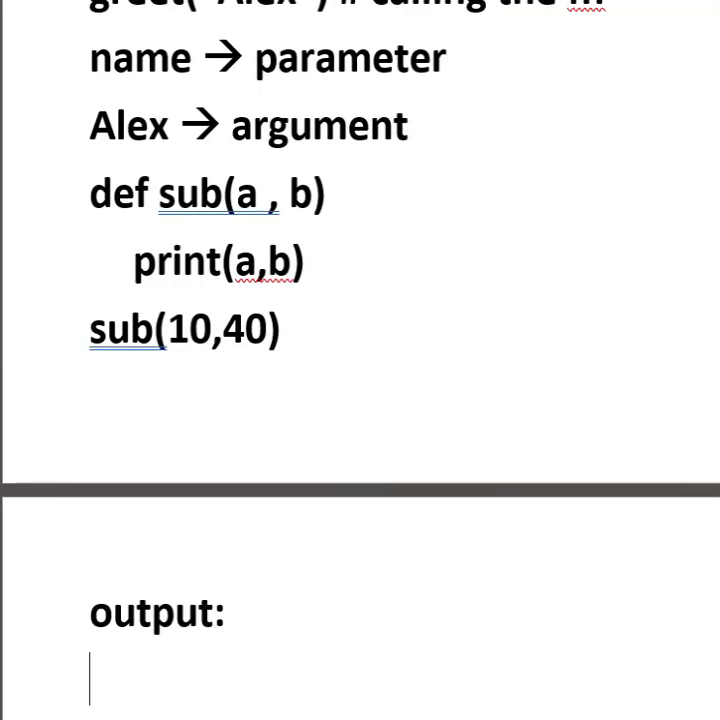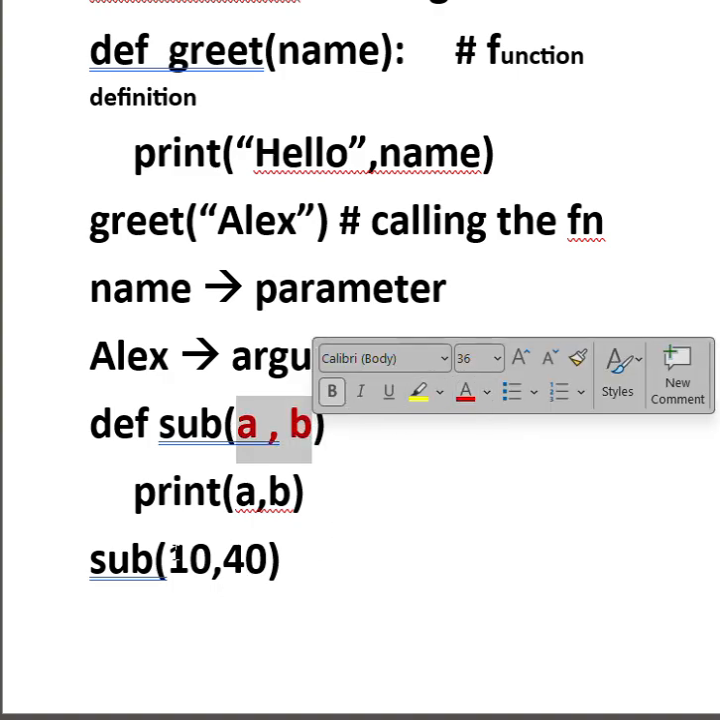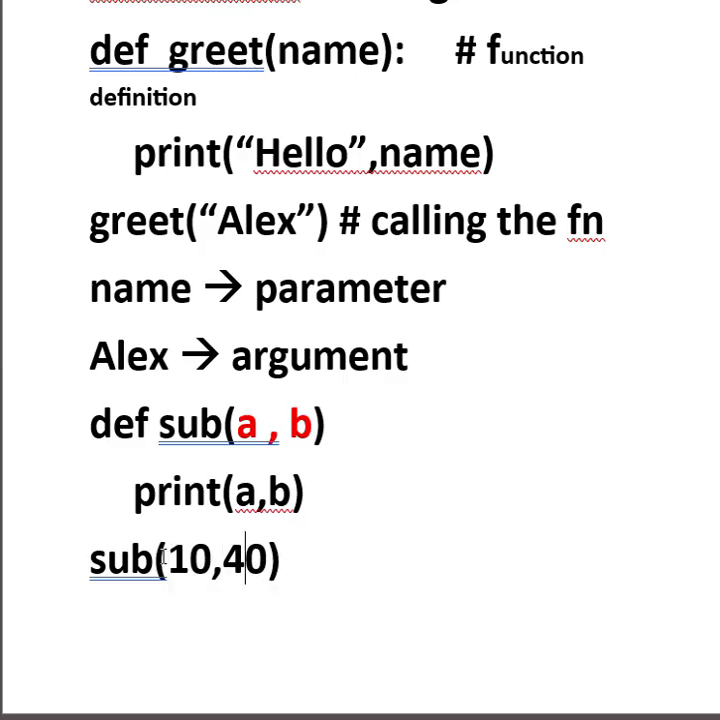Wait a minute, it is not output. See here, I'm going to highlight in the red color, that is a parameter, and I'm going to highlight in yellow color, that is an argument. The yellow color highlighter is an argument and red color highlighter is a parameter.